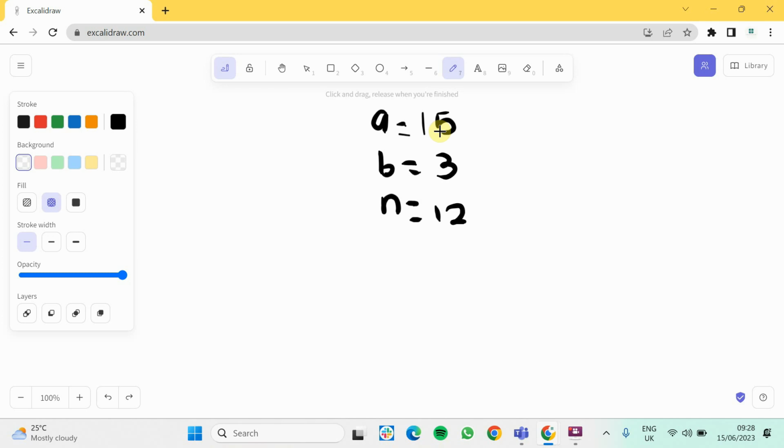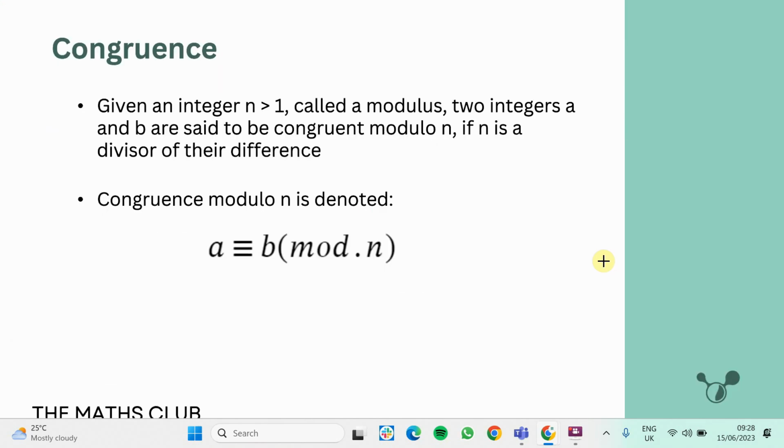So how can I represent it in this particular place? I'll say 15 is congruent to 3 mod 12. This is actually it. Basically, it says that your value is congruent to the remainder, in terms of the modulus you are working in. That's everything about this congruence.